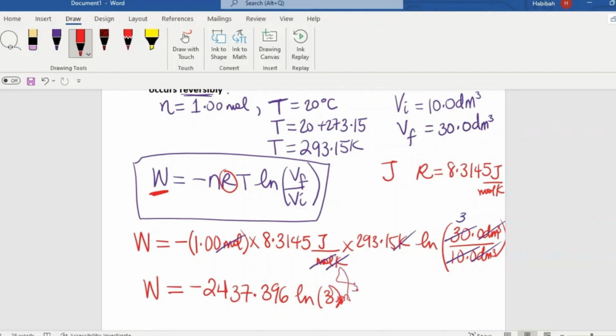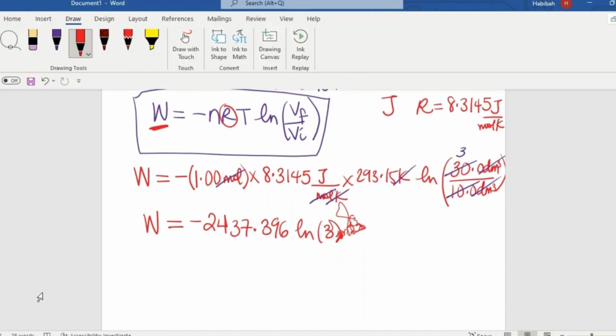Oof, my pen is not doing right. Please don't do this to me right now. Okay, so yeah, ln 3. Sorry, let me just erase this scribbled nonsense.